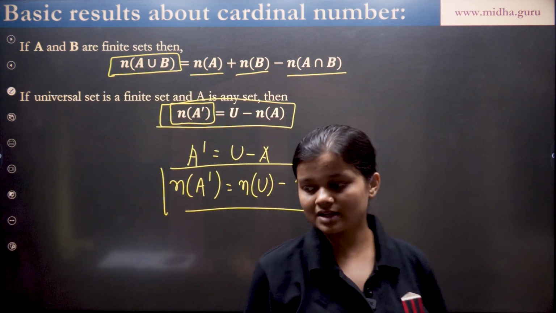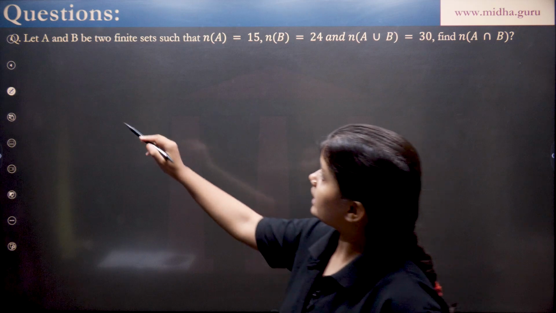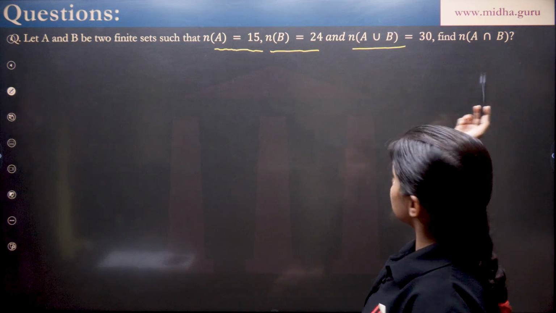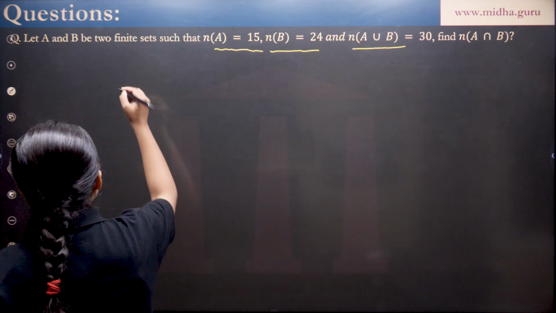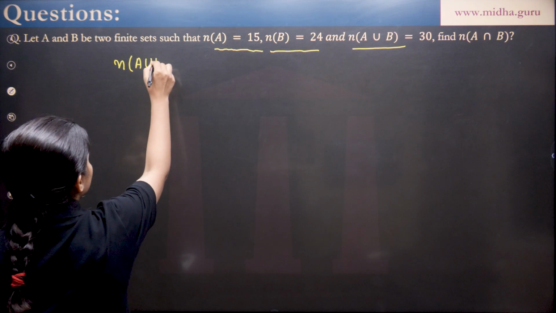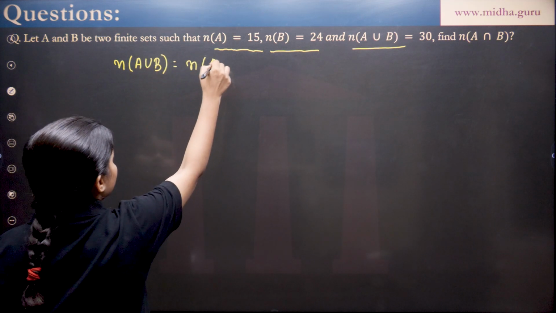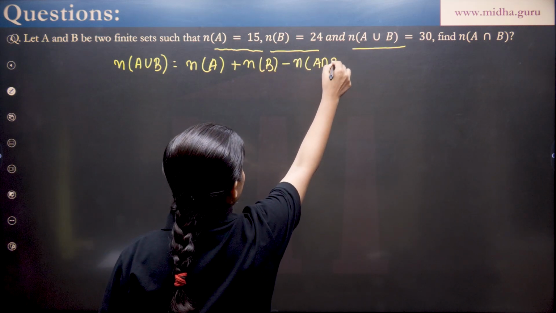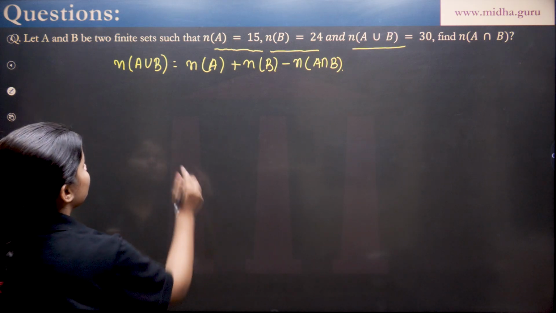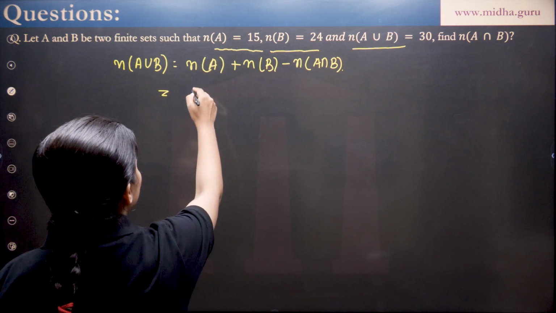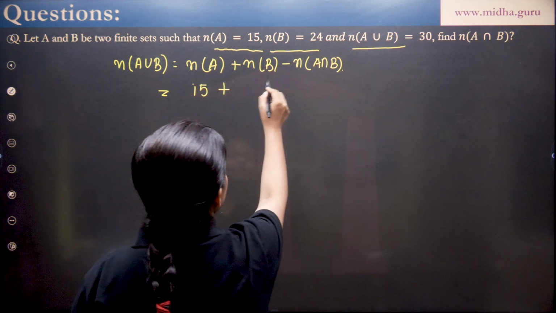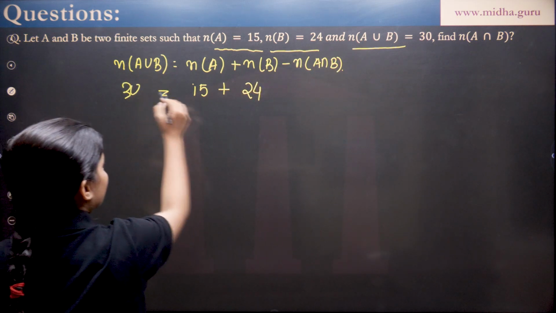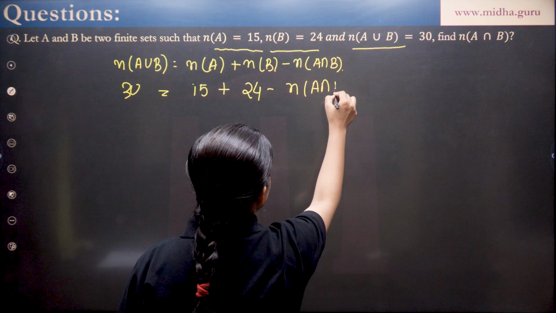We will do some questions and understand this concept more clearly. Let A and B be 2 finite sets such that n(A) is this, n(B) is this and n(A union B) is this. Find A intersection B. We already know that n(A union B) is equal to n(A) plus n(B) minus n(A intersection B). This is the result we already know. So let's put the values. n(A) is 15, n(B) is 24 and n(A union B) is 30.